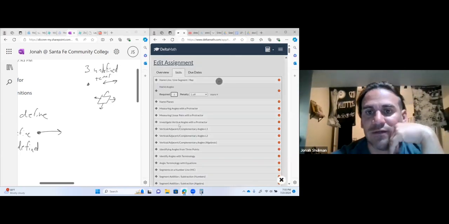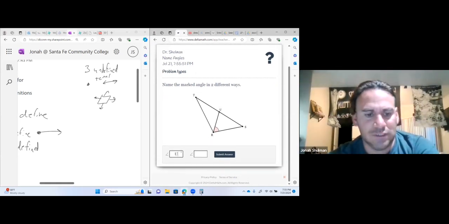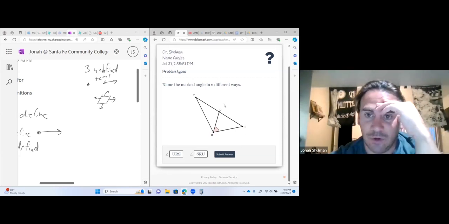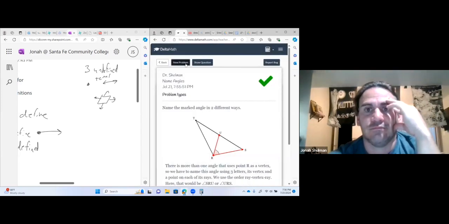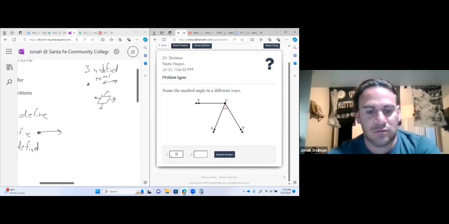All right, let's name some angles. Name the marked angle. So we can go URS. We did a lot of this before. And we can go SRU. The vertex always has to be in the middle, this endpoint where the two rays meet. Can't go USR because that would change it. And we'll do one more. This could be SUT or TUS.